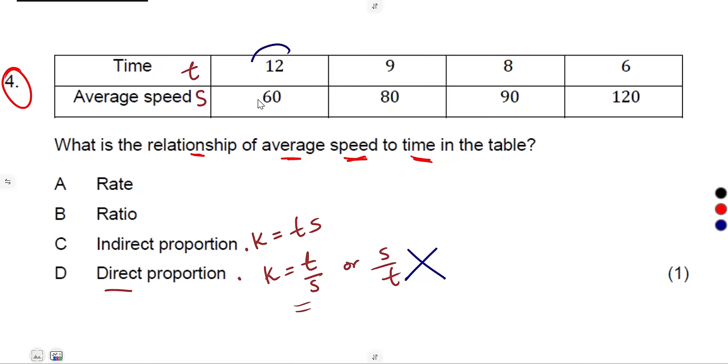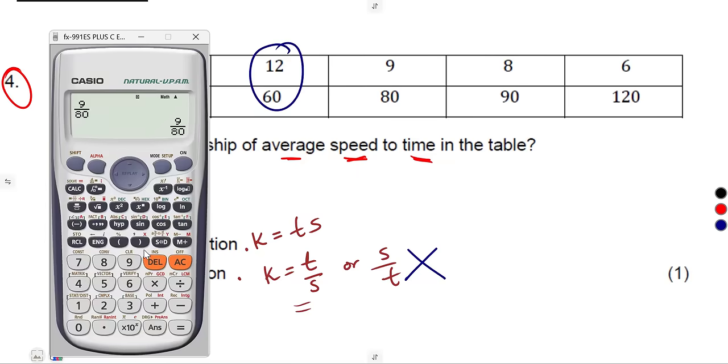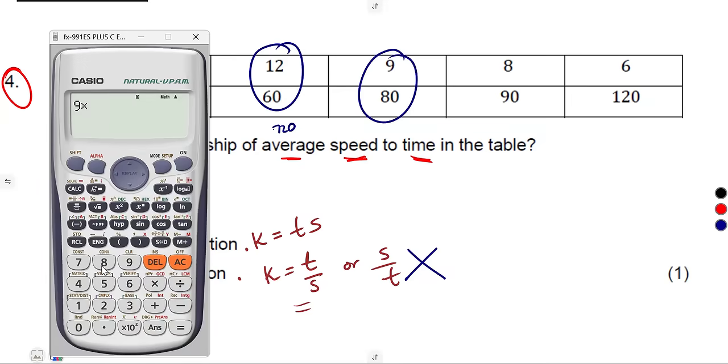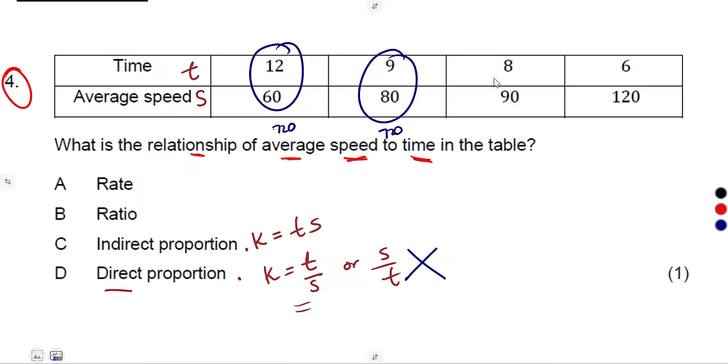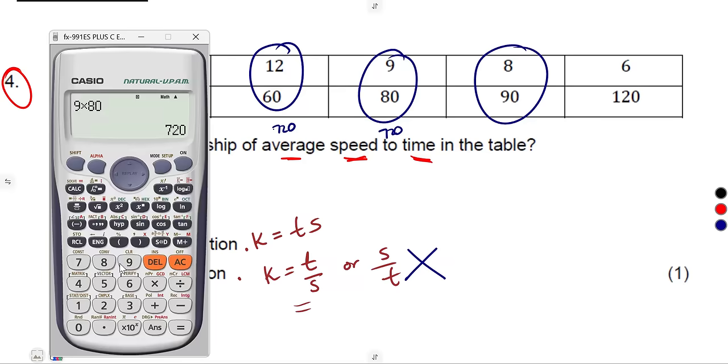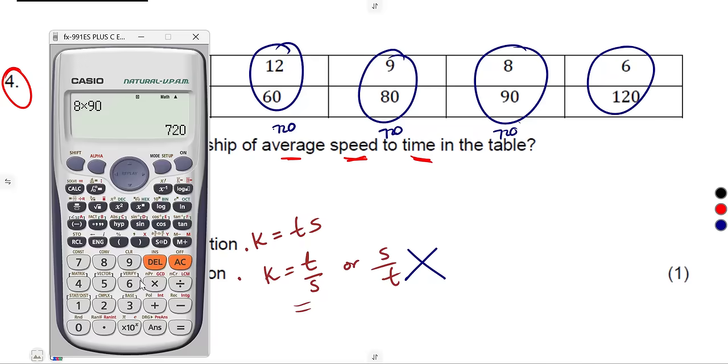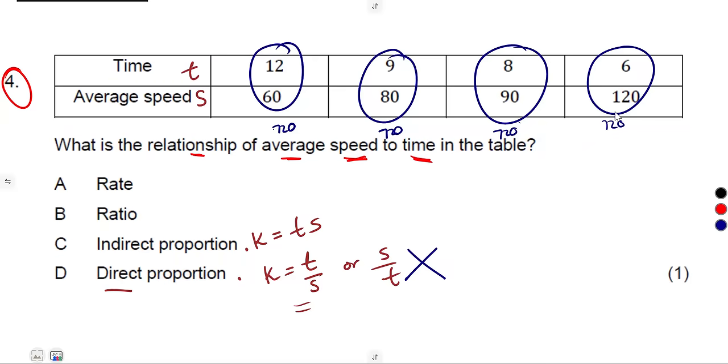Is that so? All right, 12 and 60. Let's multiply. That's 12 times 60, which is going to give us 720. All right, 9 and 80. We do the same thing there. 9 times 80. Okay, 720 again. 8 and 90. As you can see, guys, it is going to be the same. 8 times 90, which is 720. You do the same thing on 6 and 120, which is the same answer.